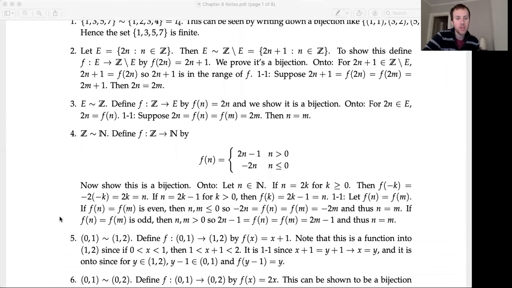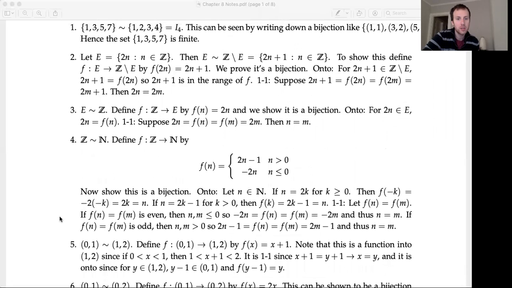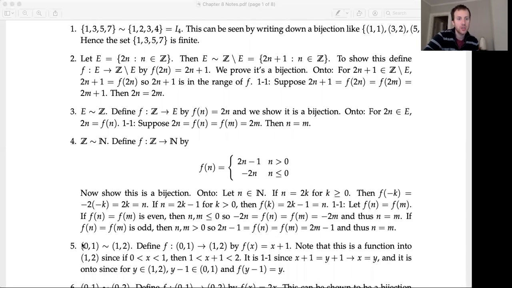There are some other examples too. So for instance, if we take the interval (0, 1) and the interval (1, 2), we can define a bijection by saying, take an x in (0, 1) and send it to x plus 1 in (1, 2). So the picture is saying take (0, 1) and shift it right 1, and it'll land on top of (1, 2).